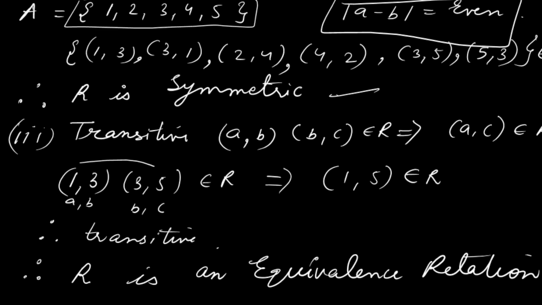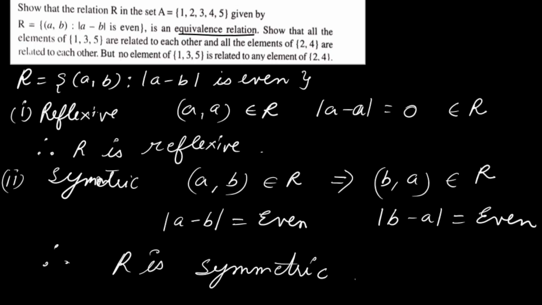Yes, so the first part of the question is done. I told you that the relation R = {(a, b) such that |a − b| is even} is an equivalence relation. So this is what we have proved. Now what we have to show: show that all the elements 1, 3, 5 are related to each other, and all the elements 2, 4 are related to each other, but no element of this set is related to any element of {2, 4}.